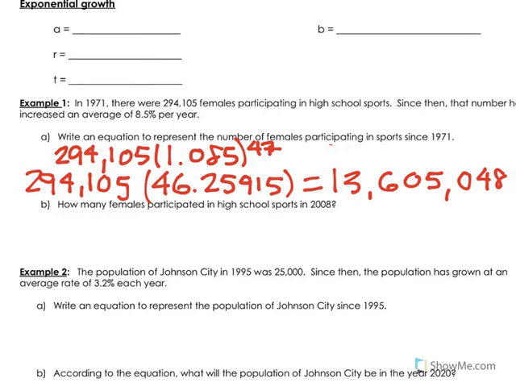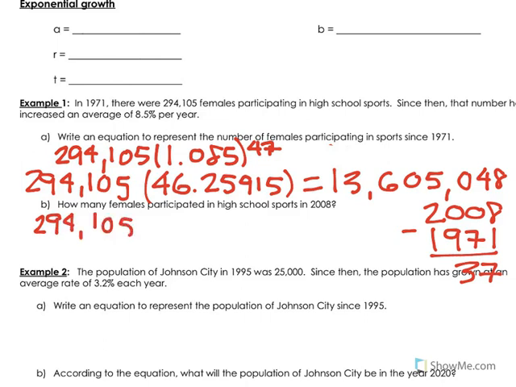For the next one, it's asking you in 2008. So the A part was asking about now in 2018. This one's asking about 2008. So I'm going to do 2008 minus 1971. And that gives us 37 years. Because 2008 was 10 years ago, so we're just going to take 10 years off of what we used before. Same thing. 294,105 times 1.085, because we added 1 plus 0.085, and we're raising it to the 37th power this time.